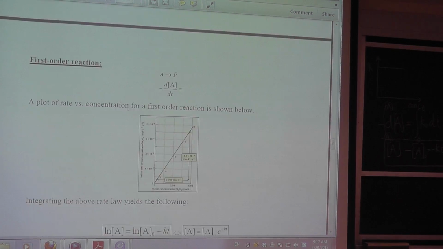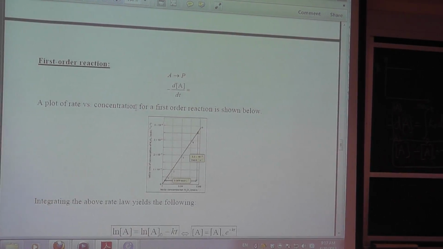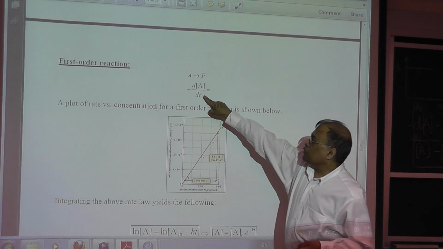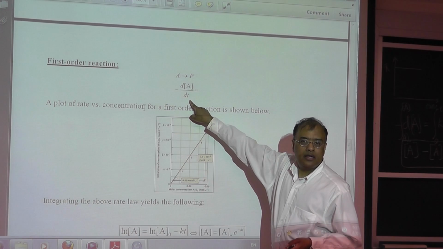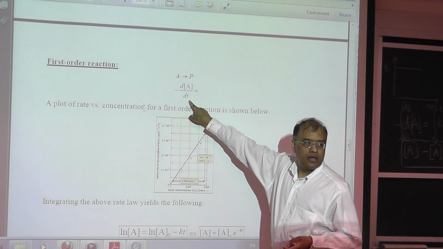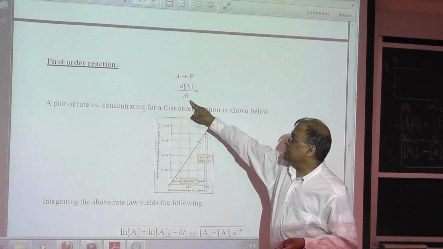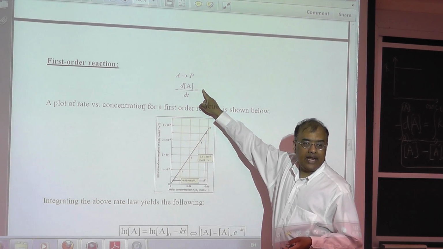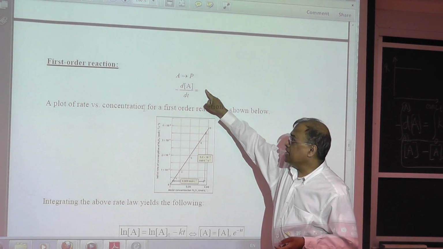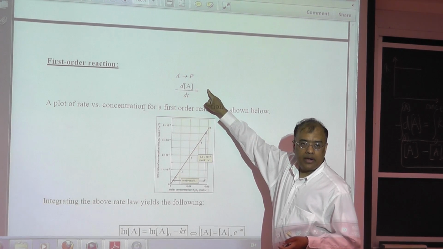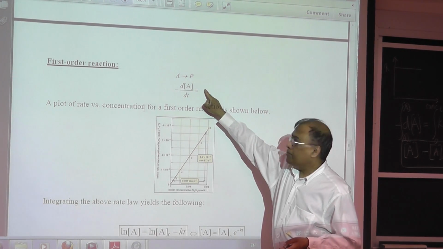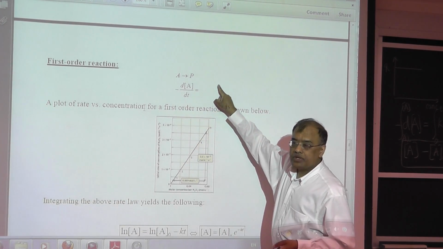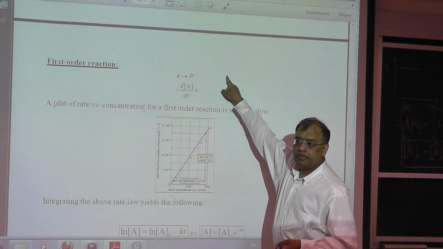Okay, let's look at a first order reaction. So A going to P, A is the reactant, P is the product. What will the differentiated rate law look like? Minus dA/dt is equal to k times A to the power 1.